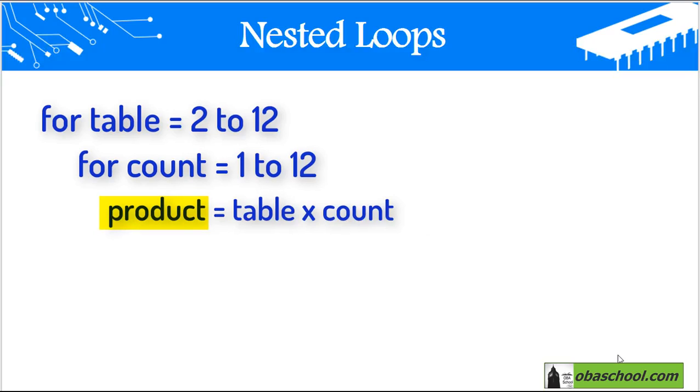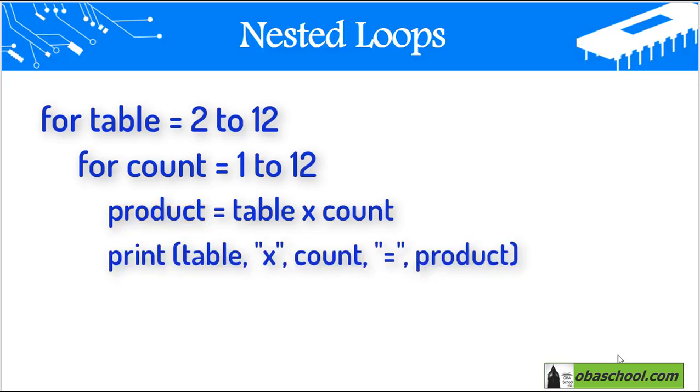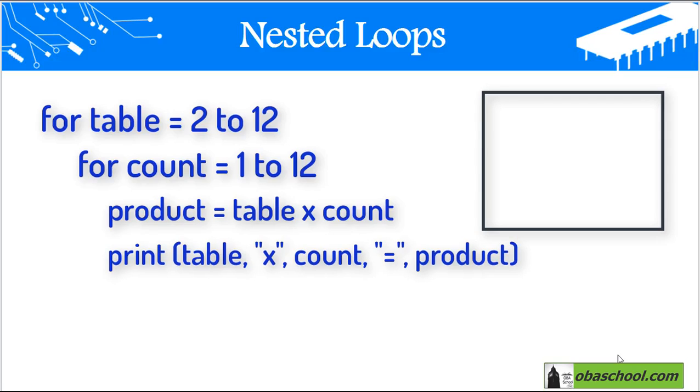We will continue to print. So now we are printing on the user's page. We put variable table, which is 2, and then put a comma and put between quotations the times. This will be shown to the user, and then we put a comma and put the variable count, which is 1.